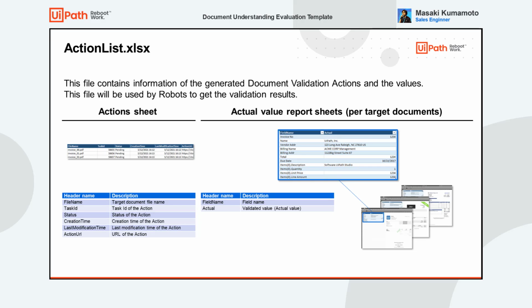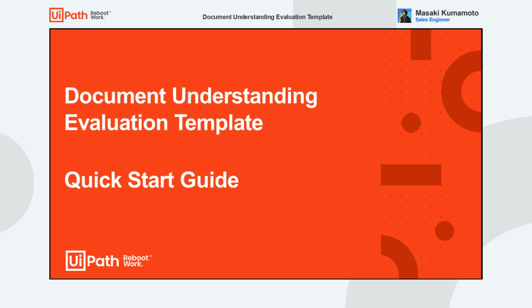The template also generates the ActionList.xlsx file. The file contains information of generated document validation actions and the values. This file will be used by robots to get the validation results from document validation actions. In this chapter, we will show you how to use this template by following a tutorial.